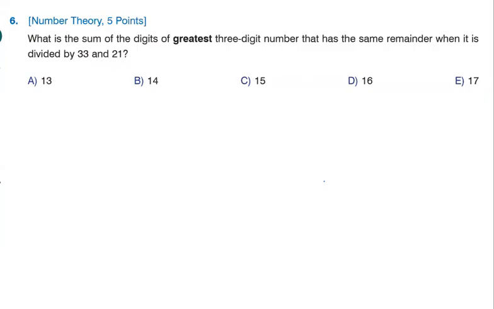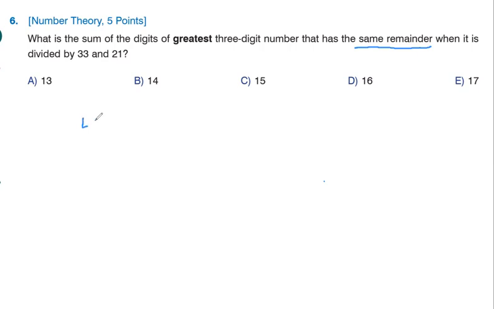So number 6 is a number theory problem. We are looking for the sum of the digits of the greatest 3-digit number that has the same remainder when it's divided by 33 and 21. You can list the multiples of 33 and 21 until you hit a 3-digit number, but since it will be the largest 3-digit number, that is going to take too long. So instead, we're going to find a multiple of this and a multiple of this that will be the same number, which is basically just the least common multiple.